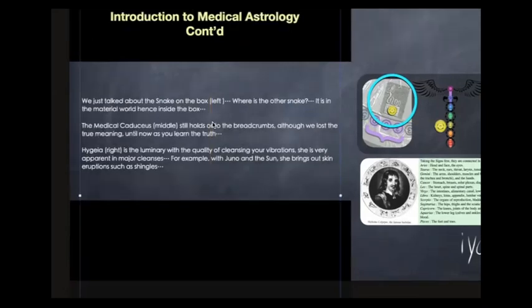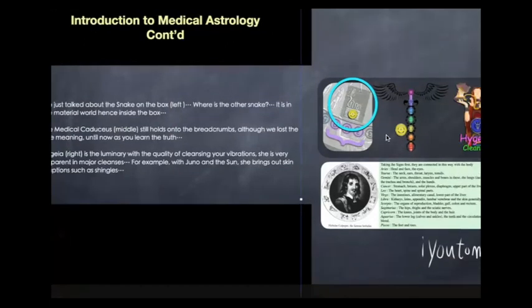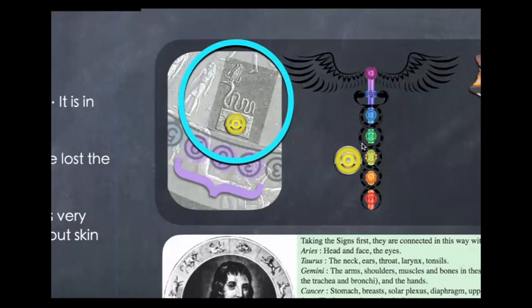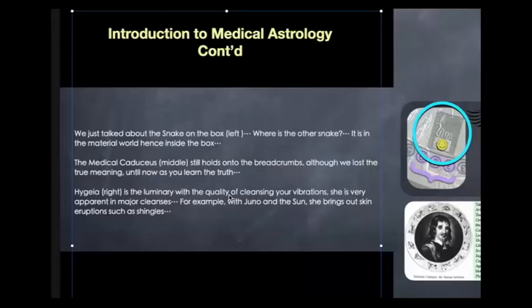We just talked about the snake in the box, left. Where is the other snake? It's in the material world, hence inside the box. The medical Caduceus is in the middle. You see, there's 2 snakes, right? One of them is the yang, the sun, the 7 colors that has to spit its poison when it's not vibrating right. And the other one is the tether, bringing us back. So there's a 0, the 1, and the 1. But the medical Caduceus is beautiful because we still hung on to the breadcrumbs, although we lost the true meaning until now as you learn the truth.